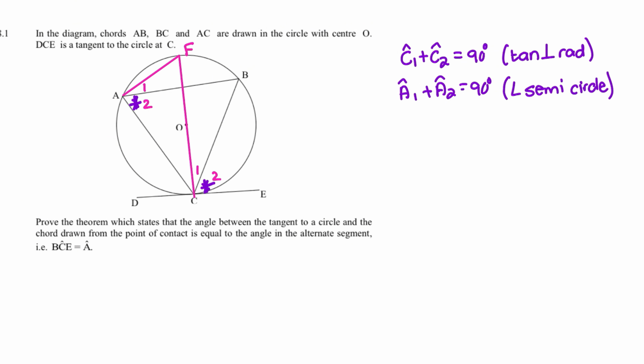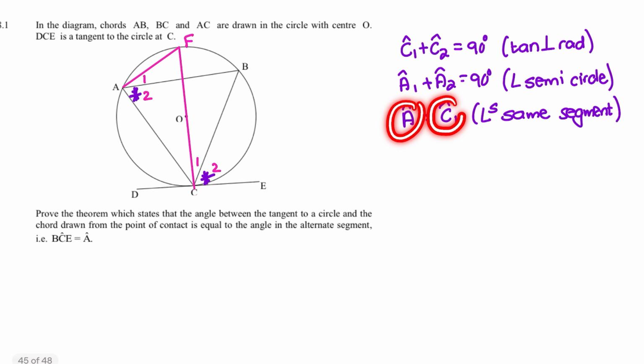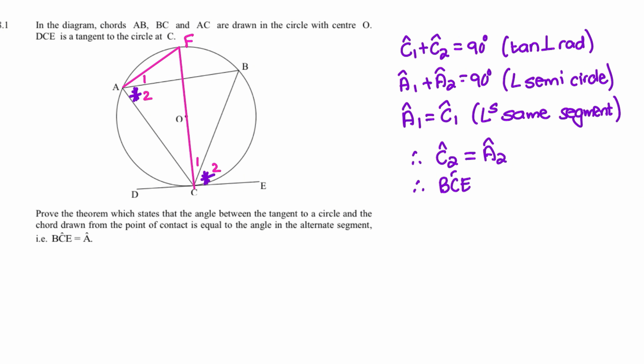But you can also see that the angle A1 would be equal to the angle C1. So I would say angle A1 is equal to angle C1, and the reason is angles in the same segment. And because A1 and C1 are equal, it means that they can be interchanged in our first two equations. And therefore, we can conclude that angle C2 is equal to angle A2. Therefore, we can say that angle BCE is equal to angle A.